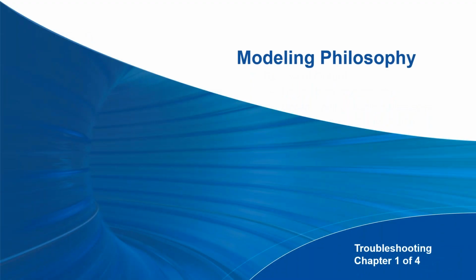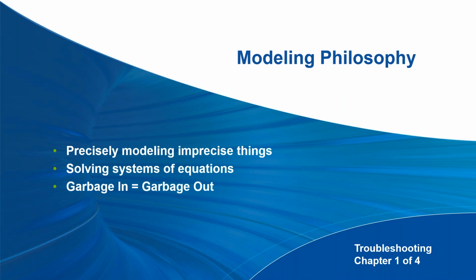So chapter 1, we're going to look at modeling philosophy, where again, we're looking at precisely modeling imprecise things. How do we solve systems of equations? In this case, the software, AFT Fathom, Arrow, Impulse, or xStream, they are what's solving the system of equations for us. And so to make sure that they're providing trustworthy results, we want to make sure we have good input, the concept of garbage in equals garbage out. If we tell the solver a bunch of bad information, it's only going to run the numbers and do the math for us. It can't check our input or our output for us.